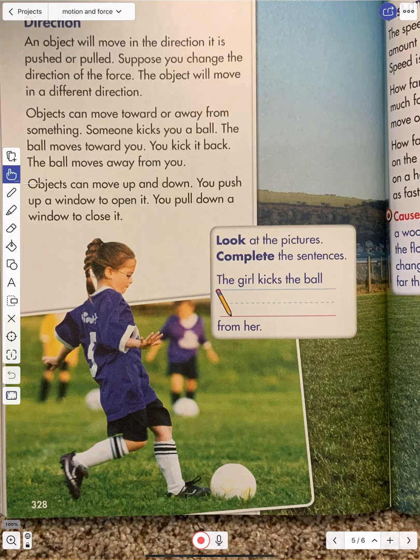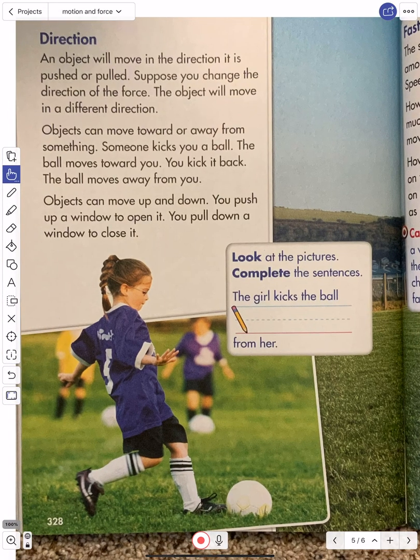Looking at the direction, this is page 328. An object will move in the direction it is pushed or pulled. Suppose you change the direction of the force. The object will move in a different direction. Objects can move toward or away from something. Someone kicks you the ball, the ball moves toward you. You kick it back, the ball moves away from you. Objects can move up and down. You push up a window to open it, you pull down a window to close it.